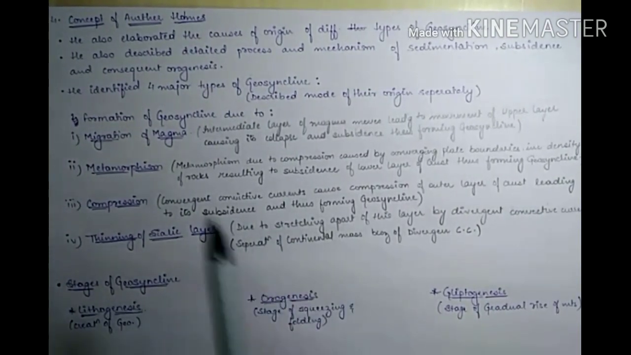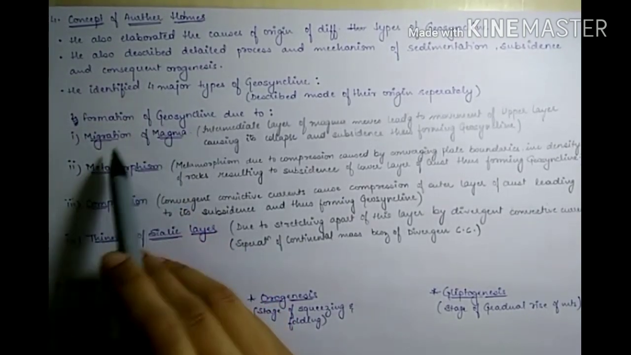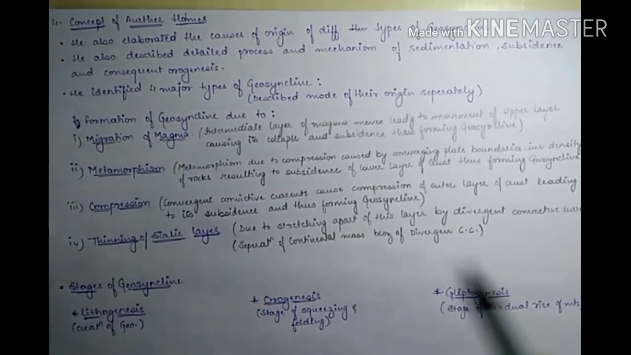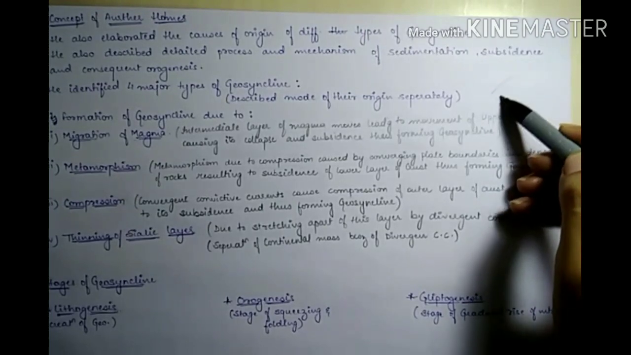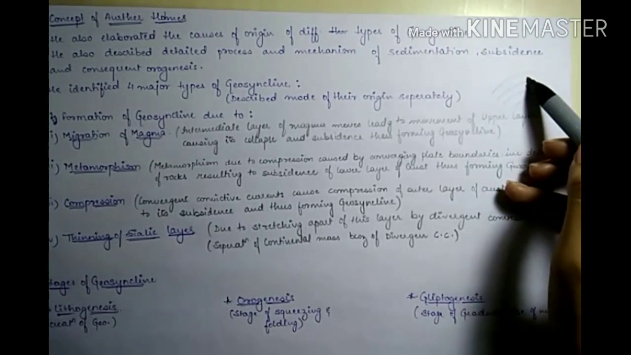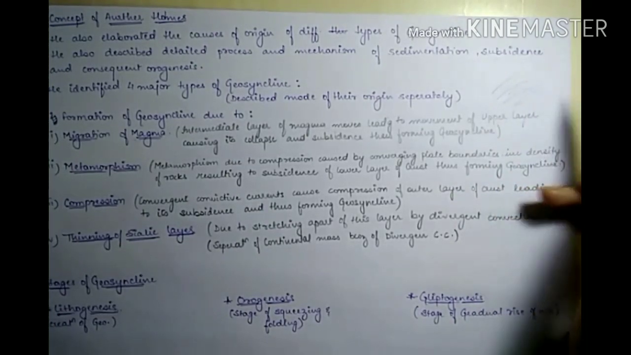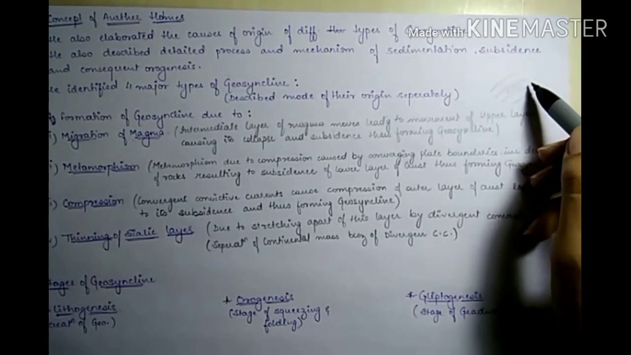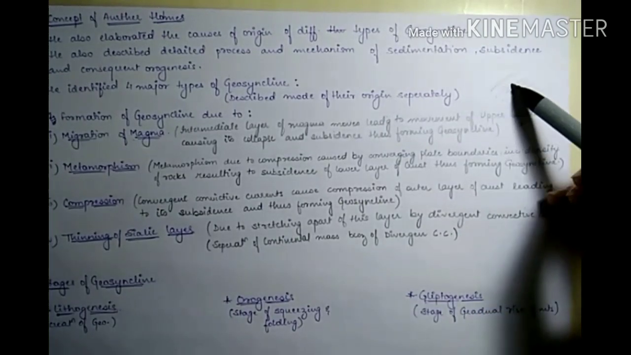So these types of geosynclines were formed, the first was formed due to migration of magma. So as we all know, there are three layers. He said that there are three layers. First is the upper crust, then is the intermediate layer where magma is present, then is the lower layer. So due to this movement of magma, that is the intermediate layer, the upper layer moves.